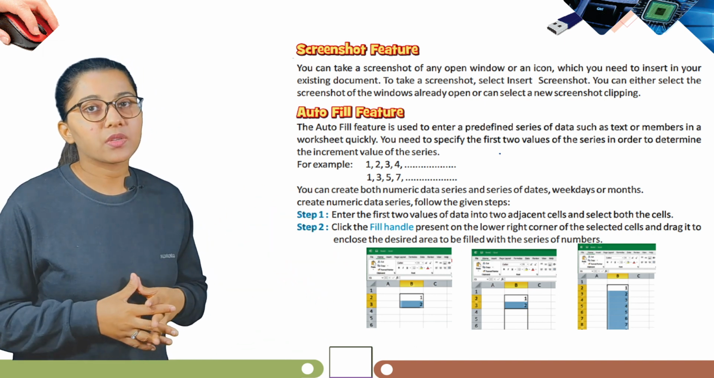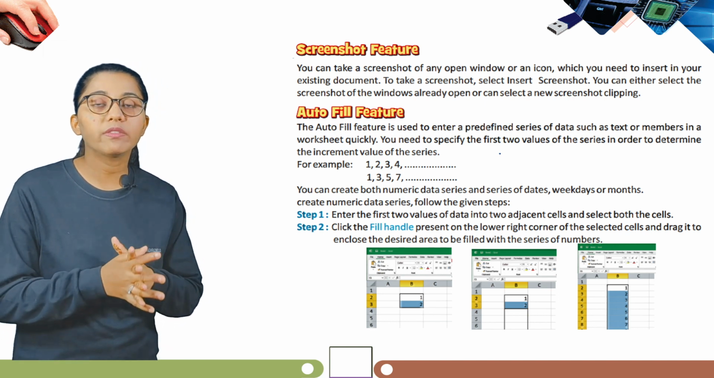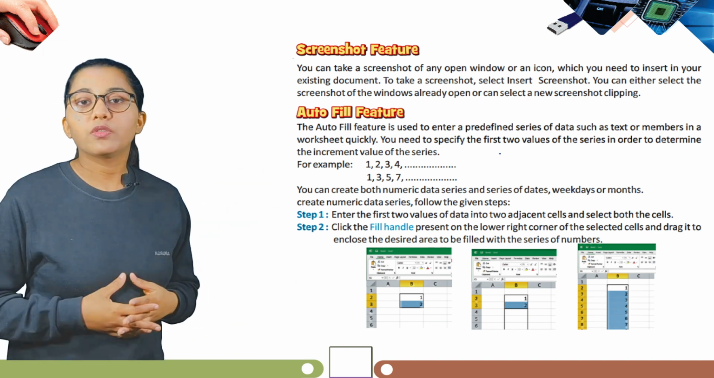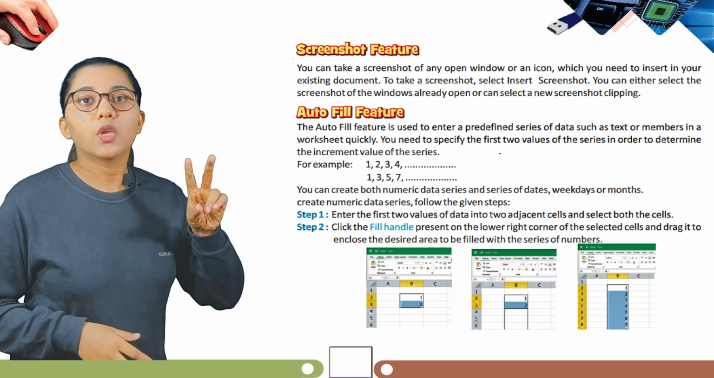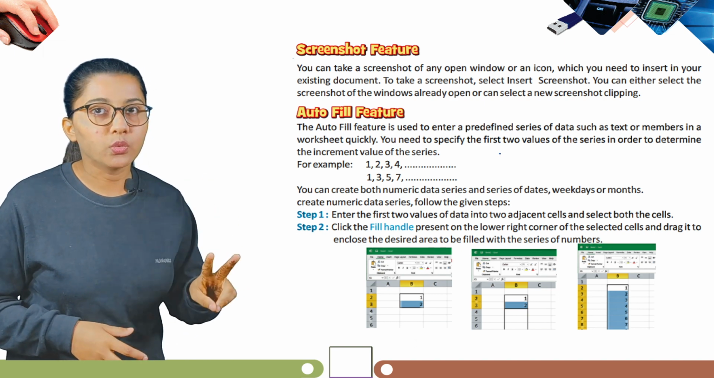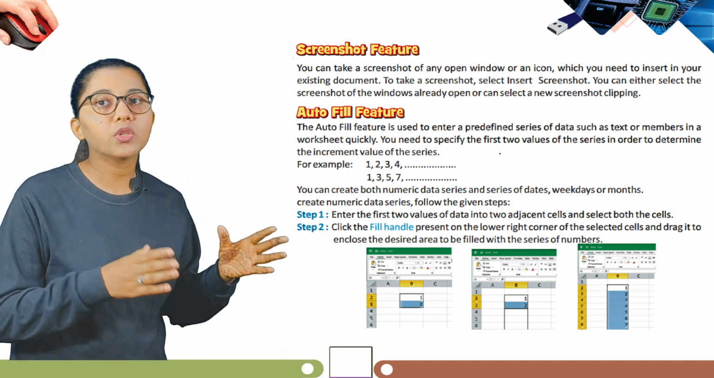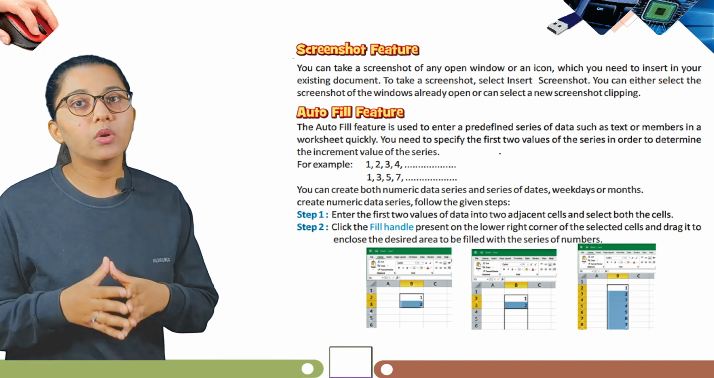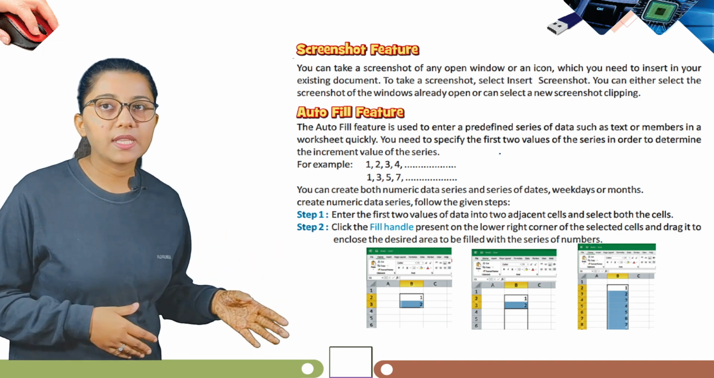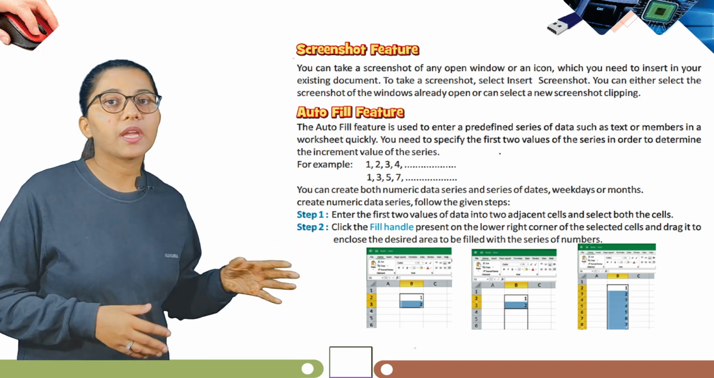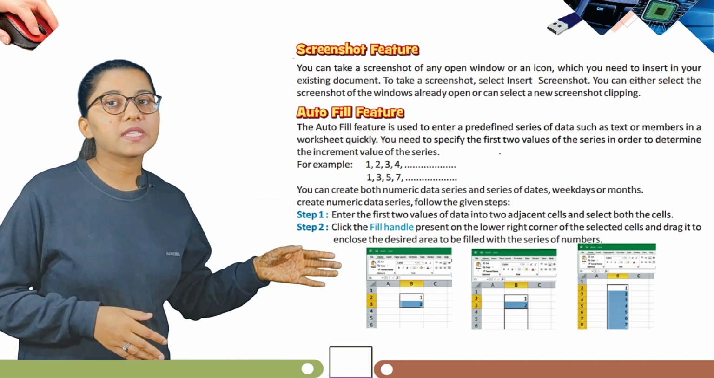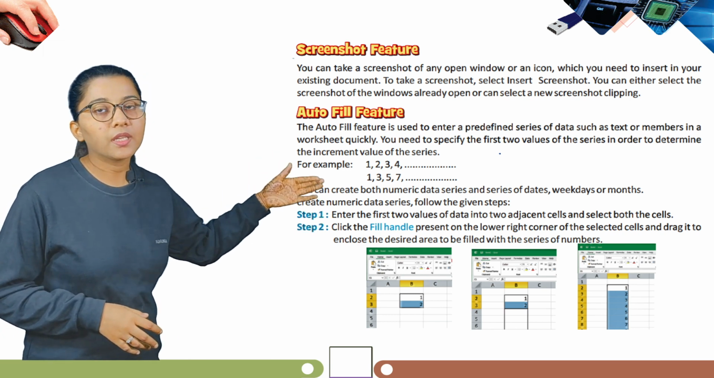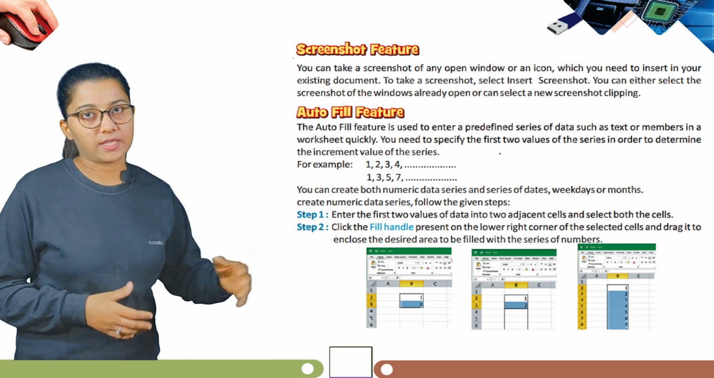To create a numeric data series, follow the given steps. So if you want to create a numeric data series, you have to follow some steps. First step is to enter the first two values of data into two adjacent cells and select both the cells. Step 2, click the fill handle present on the lower right corner of the selected cells and drag it to enclose the desired area to be filled with the series of numbers. So students, here you can see the interface of using the autofill feature in Microsoft Excel.